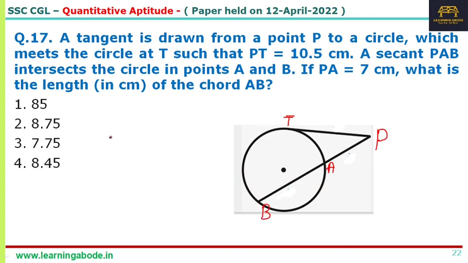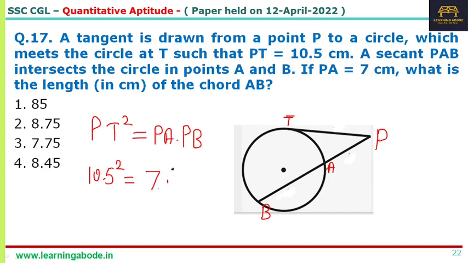We know the tangent secant theorem relationship, that is PT square is equal to PA into PB. PT length we know it is 10.5. So 10.5 square is equal to PA, which is 7, and PB, which is 7 plus whatever answer we need. Let's take it as 7 plus x.